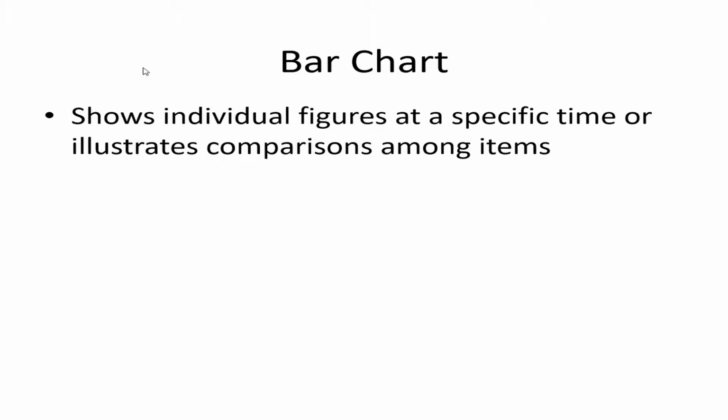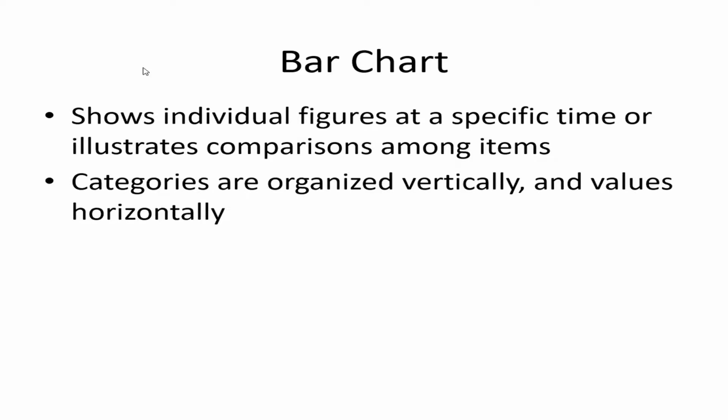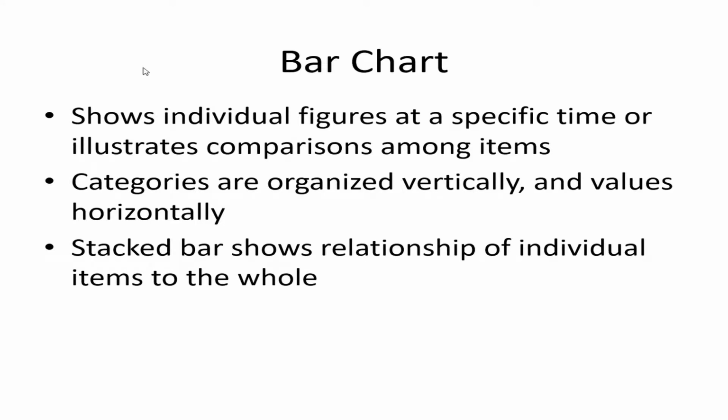This is a bar chart. It shows individual figures at a specific time or illustrates comparisons among items. The categories are organized vertically and values horizontally, and this is the effect of rotating the graph 90 degrees. Stacked bar shows relationships of individual items to the whole. This statement is very important. Why? Because the stacked bar shows you the percentage of each element of the stacked bar to the whole, something that you cannot see if you arrange the columns or bars in a clustered way.